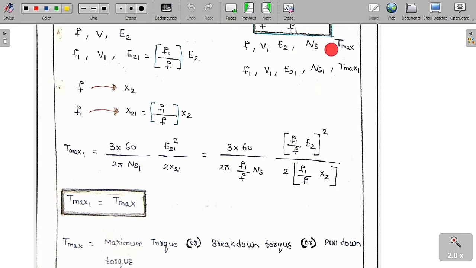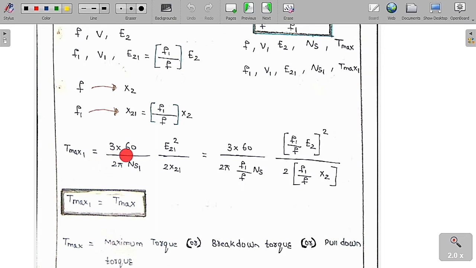So we can say clearly for a frequency F, the supply voltage V, the EMF induced in the rotor is E2, the synchronous speed is ns, and the maximum torque in the rotor is Tmax. For supply frequency F1 and supply voltage V1, the EMF induced in the rotor is E21, the synchronous speed is ns1, and the maximum torque is Tmax1. So now we will see whether these are the same or not.